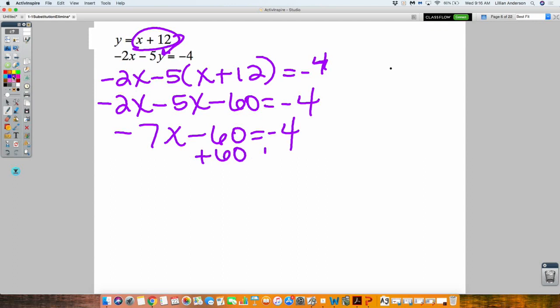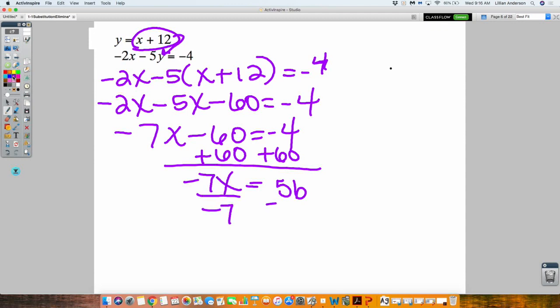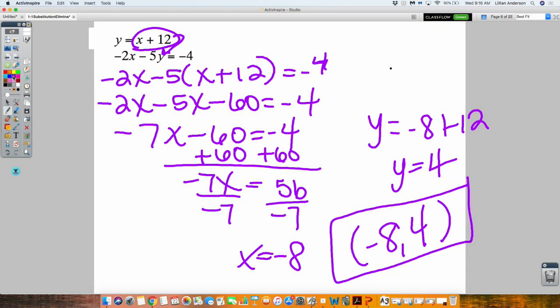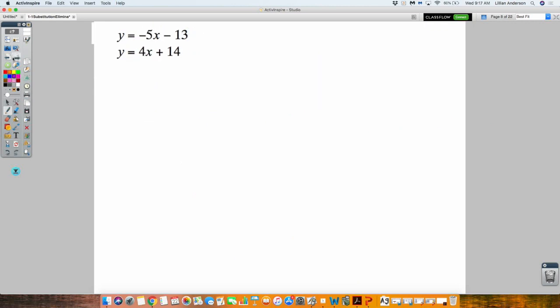Add 60. Positive or negative? Positive 56. Divide by a negative 7. X is what? Negative 8. Yes? Awesome. Then we go back and we plug that in for y. So you have negative 8 plus 12, which is a positive 4. So my final answer is negative 8, positive 4. Everyone can read my handwriting. Awesome. One more. It's going to be a tad bit different.